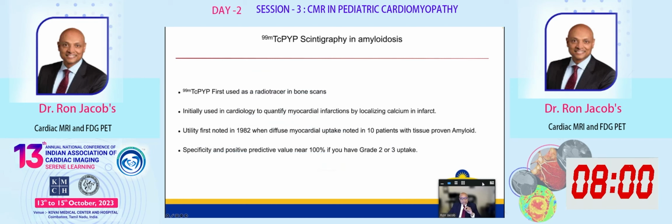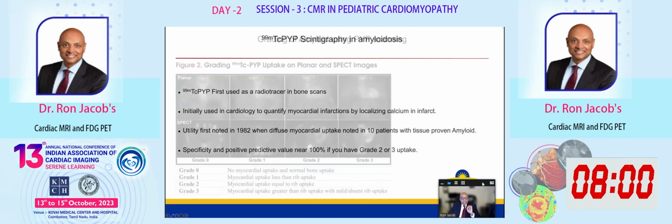So just really quickly, I'm going to finish up here with PYP scanning. It was first used as a bone tracer in bone scans, the radiotracer. It's been used for a very long time, since 1982. And the utility was first noted when they saw myocardial uptake in 10 patients with tissue-proven amyloid. The specificity and positive predictive value are near 100% if you have grade 2 or grade 3 uptake.